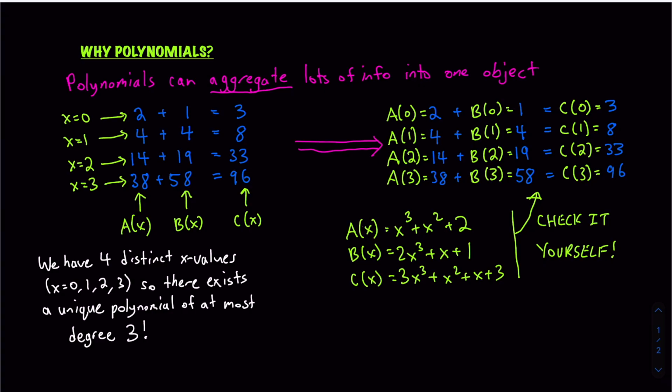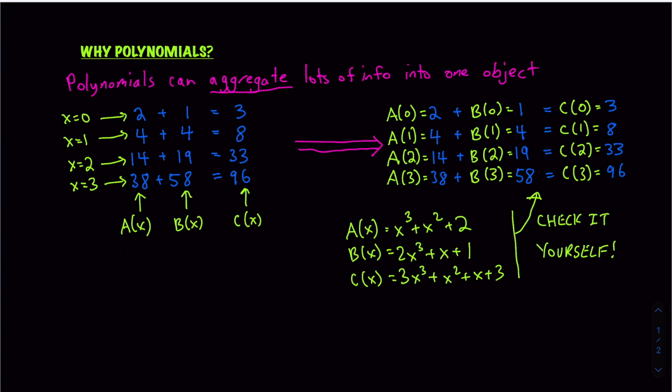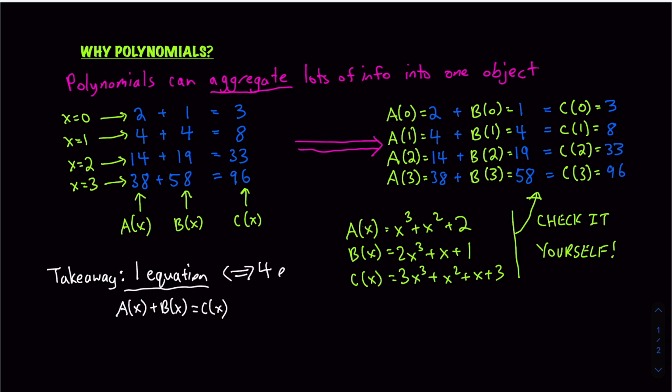from our original equations. And here's the punchline. We've condensed 4 separate equations into a single polynomial identity. We can now write just one equation, A of x plus B of x equals C of x. When we evaluate that at x equals 0, 1, 2, and 3, we recover the same 4 equations we started with. So instead of checking 4 separate equations individually, we could check a single polynomial relationship. And that one check captures all 4 equations at once.